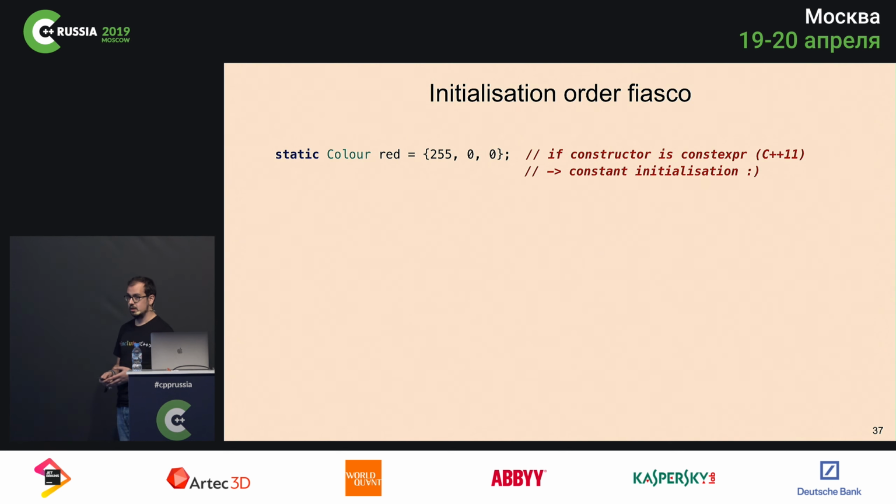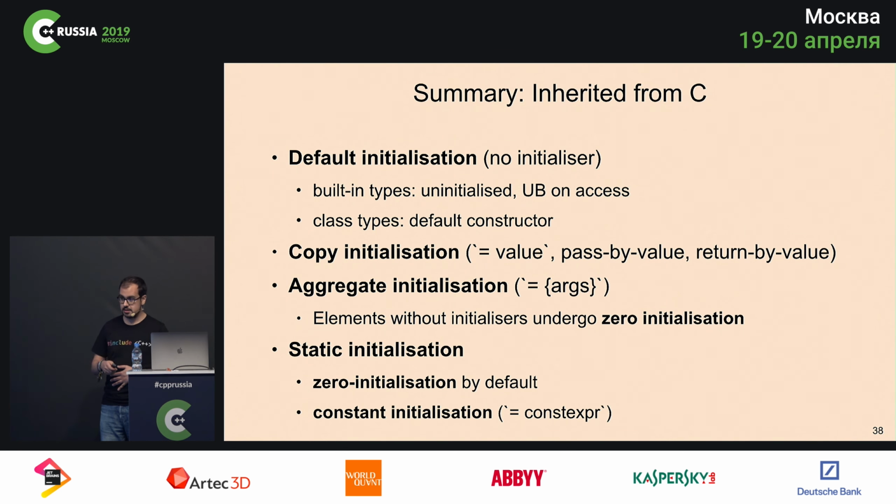Right. So this is kind of all the stuff that we inherited from C when we talk about initialization. We have default initialization, copy initialization, aggregate initialization, zero initialization, static initialization, which might do constant initialization. This is just what we inherited from C.